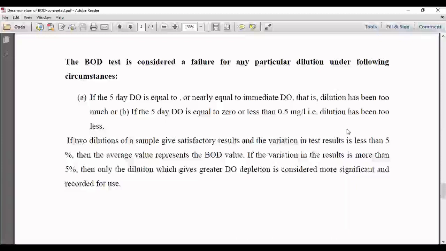Because of the organic matter, because the concentration is high, the biological activity will be taking place rapidly, at a good pace. And what will happen? The entire DO in that sample will get consumed, and you will get the 5-day DO reading as 0, or less than 0.5 mg per liter. In both cases, the BOD test is considered a failure, right?